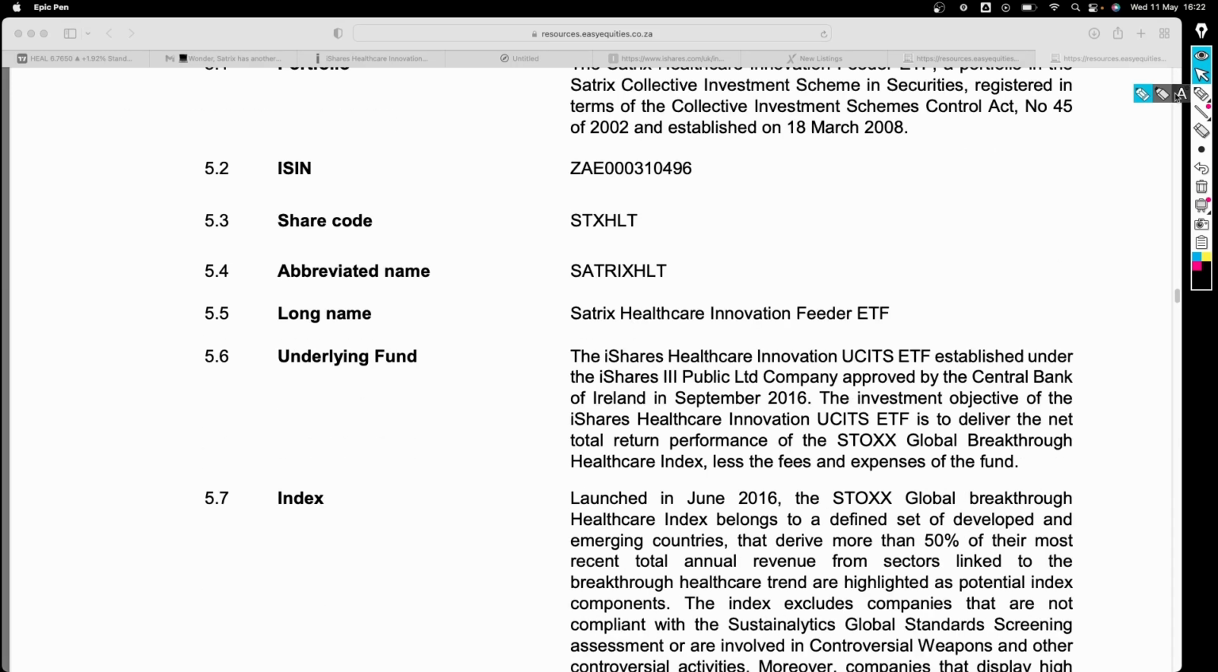Then you can see there, that's the name, but the long name is Satrix Healthcare Innovation ETF, right? We mentioned that this ETF is going to be tracking another fund, which is called the iShares Healthcare Innovation ETF, the underlying fund that it will be tracking. Then the index for that is going to be provided by the STOXX Global Breakthrough Index Healthcare Index. There is a bit of explanation for this, but to make things a bit simpler, we're just going to focus only on the underlying fund, right? We assume that Satrix is going to get the right index just from that underlying fund.